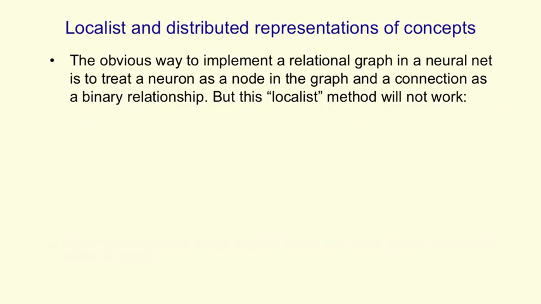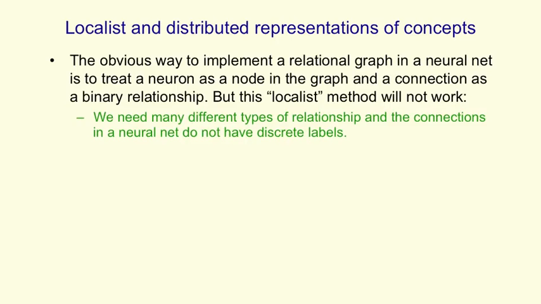So many people, when they think about implementing a relational graph in a neural net, just assume that you should make a neuron correspond to a node in the relational graph and a connection between two neurons correspond to a binary relationship. But this method doesn't work.